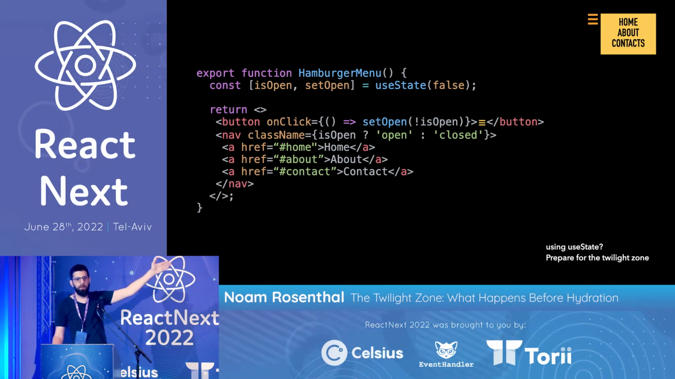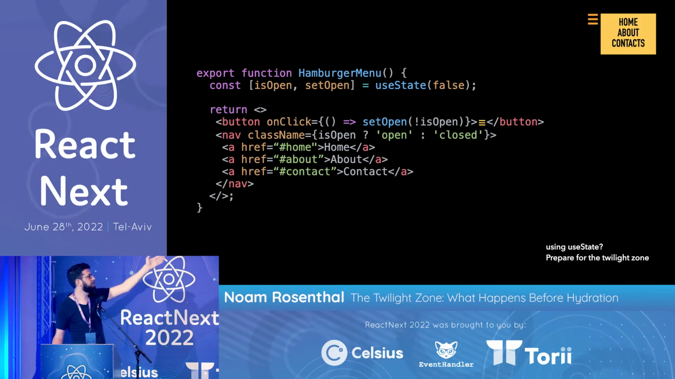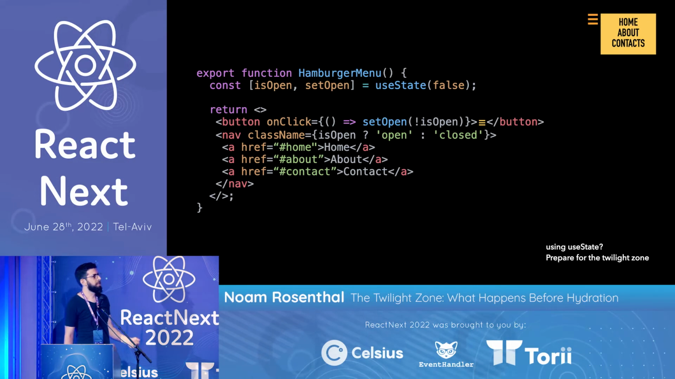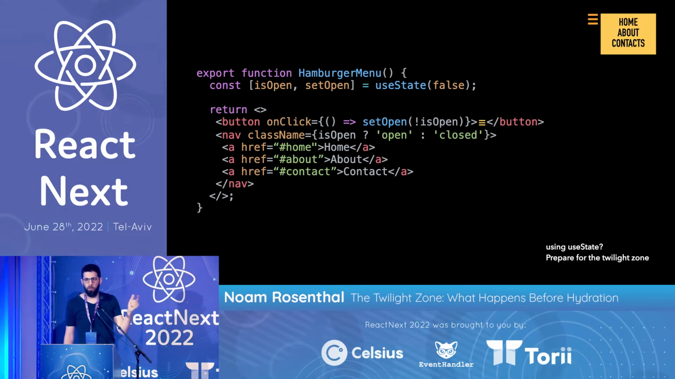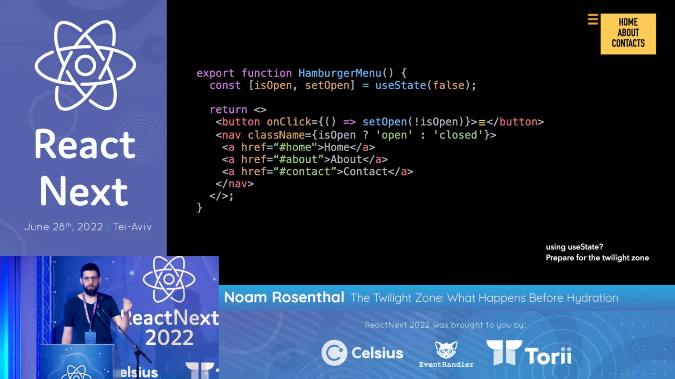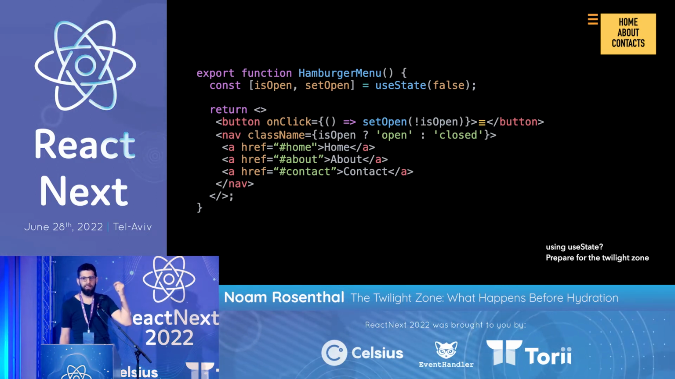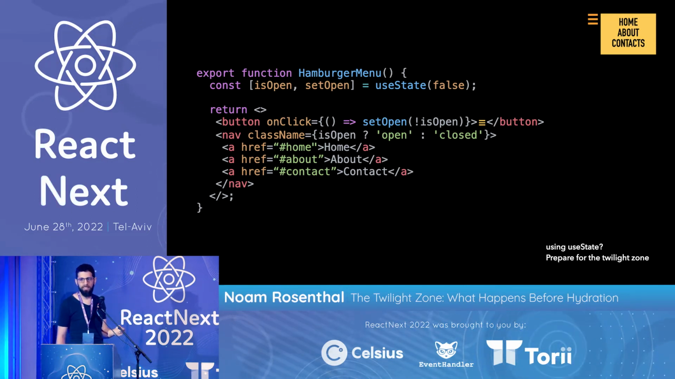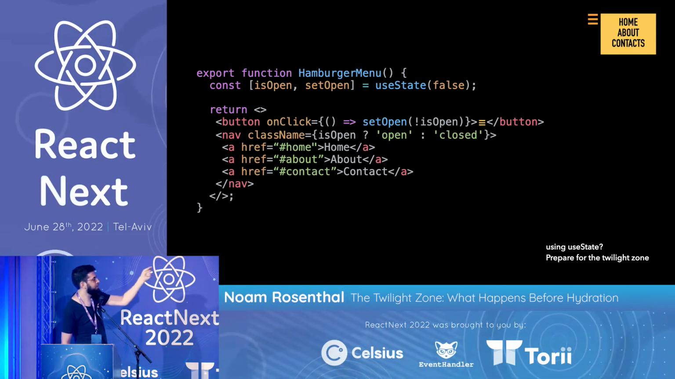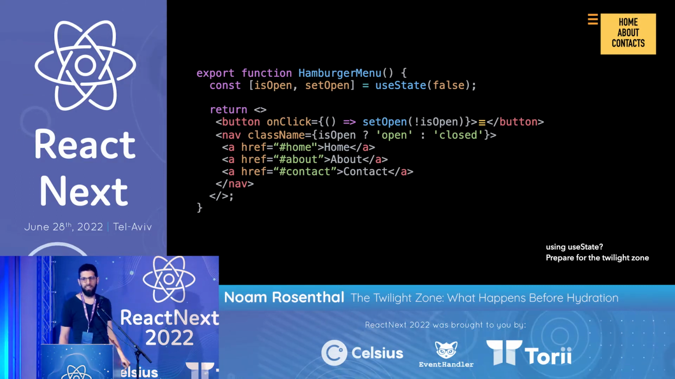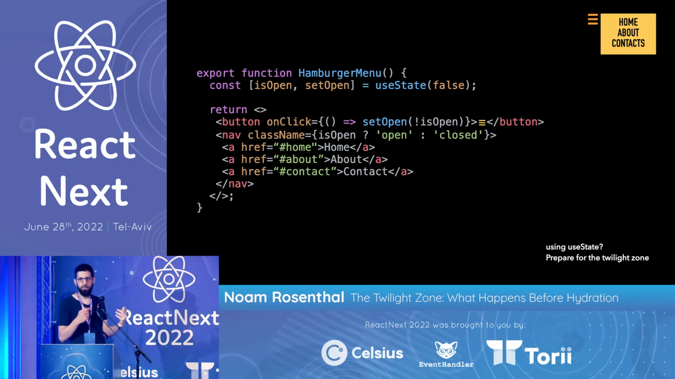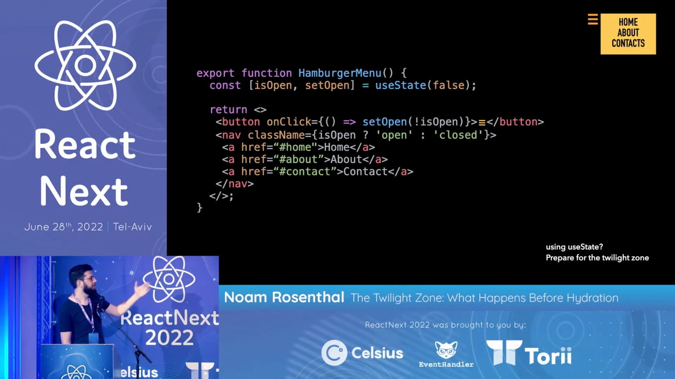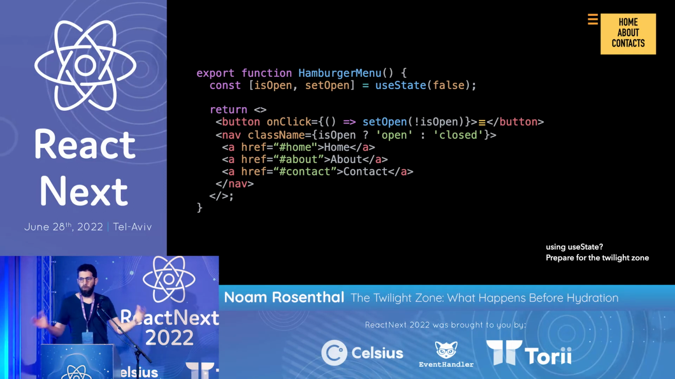Again, this is how this code usually looks like. Use state, is open, set open. Now, when you look at this code, it should pop to your eyes that the user would only be able to open the hamburger menu after the twilight zone. It should be obvious from looking at this code. You have onClick and you have use state. Then they connect with each other. They just wouldn't work until you hydrate. Easy to write in React, not always good for your users.